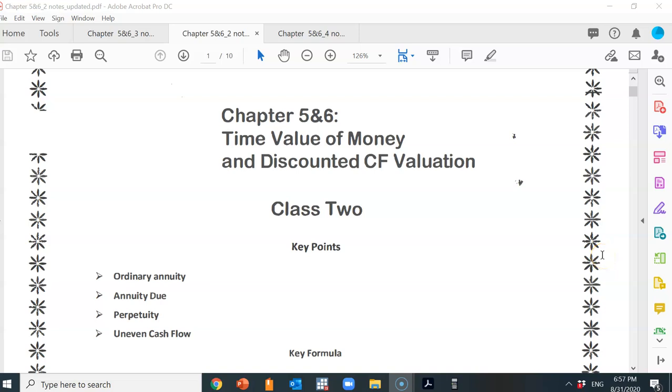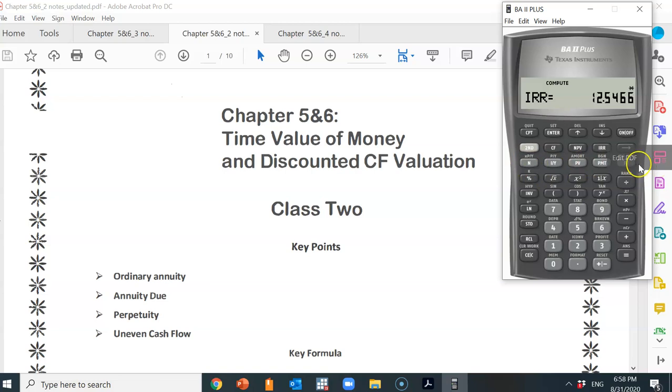Hello class. So in the last two videos, we discussed Chapters 5 and 6, Class 1 and 2, and we've learned how to calculate the present value and future value of the four types of cash flows, including lump sum, ordinary annuity, annuity due, and non-even cash flow. Also, we've learned how to calculate the present value of perpetuity, which is payment divided by I. For all the other types, we can always use our financial calculator and use the TVM worksheet or cash flow function to work on these questions.